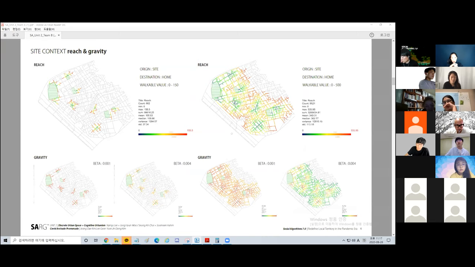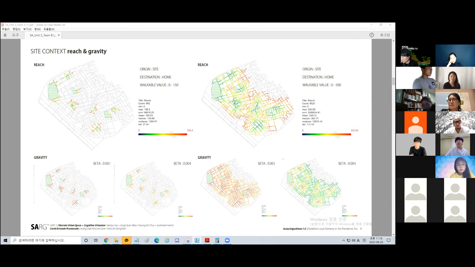And then we evaluated our target area in terms of residential location. For this, we used the reach and gravity analysis. First, the reach analysis shows the allocated area for each target based on the pedestrian's walking ability. If we assume that people can walk from 0 to 150 meters, only this range of pedestrian is going to make it to visit our target. But if we input the general walking value, which is 0 to 500 meters, the range will be expanded like this, so that much region can be covered by our target.